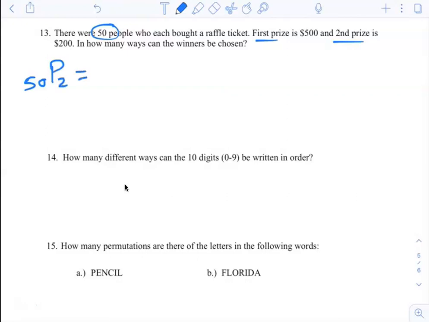So we're doing 50p2. Make sure you can get some of these in your calculator, but just to speed it up, I'm not going to show it every time. 50 picking 2, there's 2,450 ways to pick a first prize winner and a second prize winner.